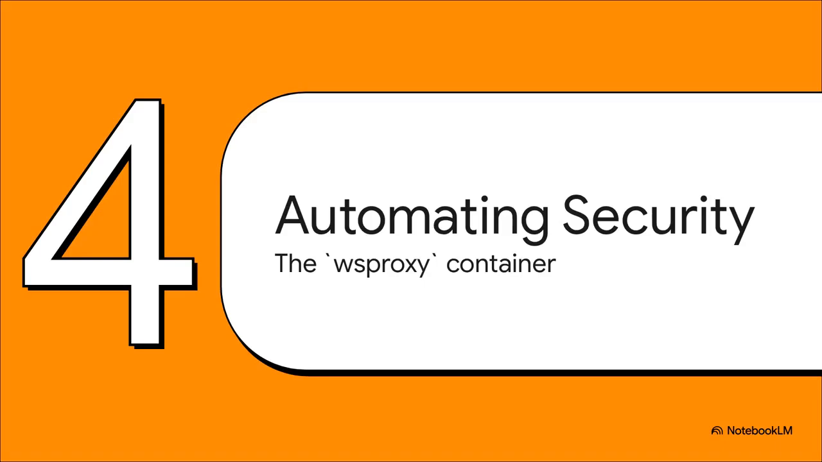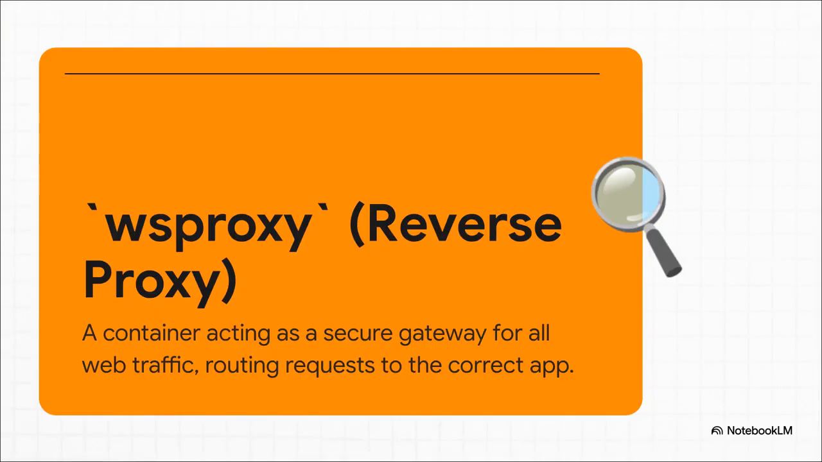So, okay, you've got all your apps running in their happy little containers. That's great. But how do you handle all the web traffic coming to your server? More importantly, how do you deal with security and those pesky SSL certificates without giving yourself a massive headache? The answer, and this is the secret weapon of the whole system, is a special container called WS Proxy. Just think of it as the single, smart, secure front door for your entire server.